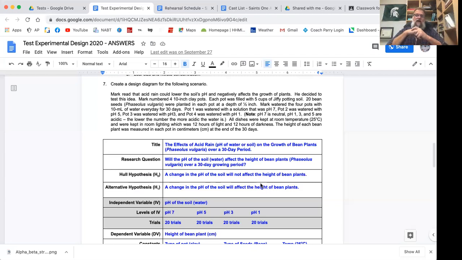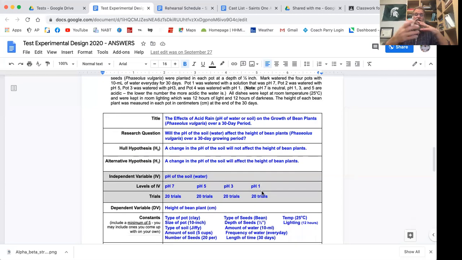So your alternative states the opposite, states that pH does make a difference. So we just change the sentence to be the opposite. A change in the pH of the soil will affect the height of bean plants, or plants grown in different pHs will show different heights. Independent variable, we already identified, that's the one you're changing. Again, I would have taken pH of soil or pH of water.